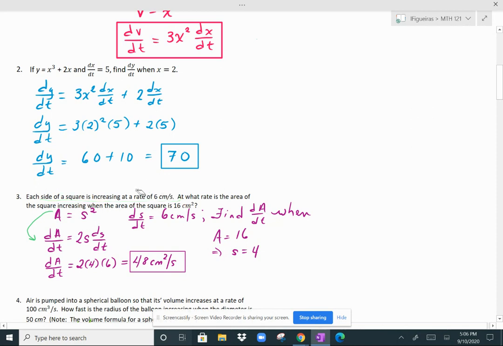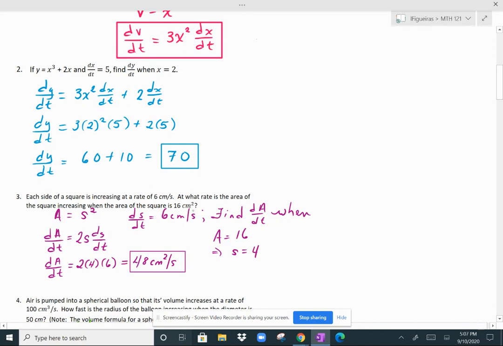My rate of change of the side is given to be 6 centimeters per second, and I'm asked to find the rate of change of the area, because it says it's increasing, and increase is a change. So in order to solve for dA/dt, I need to know what s is, and I need to know what ds/dt is.